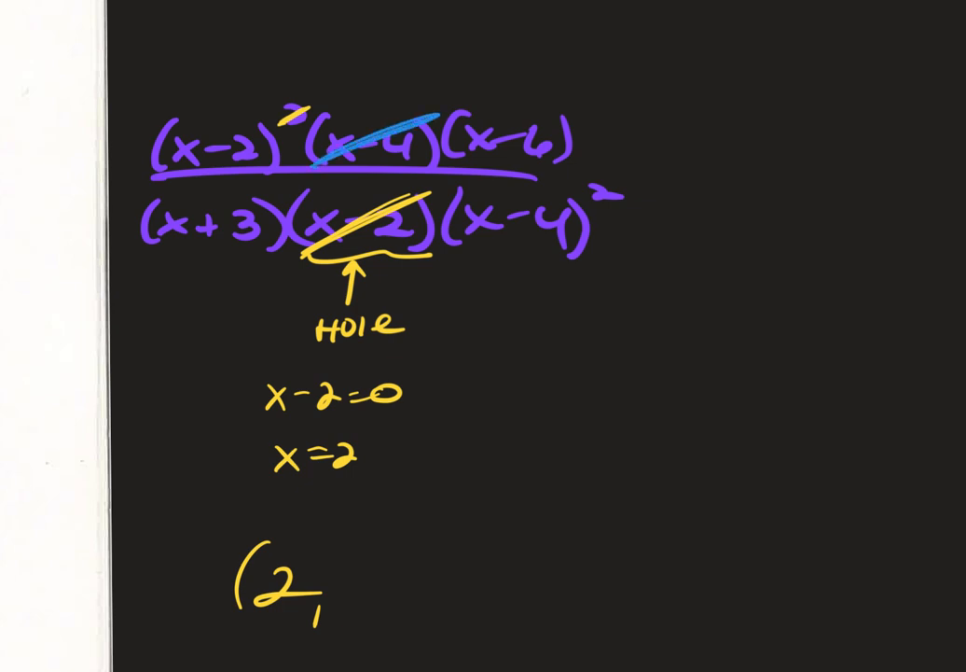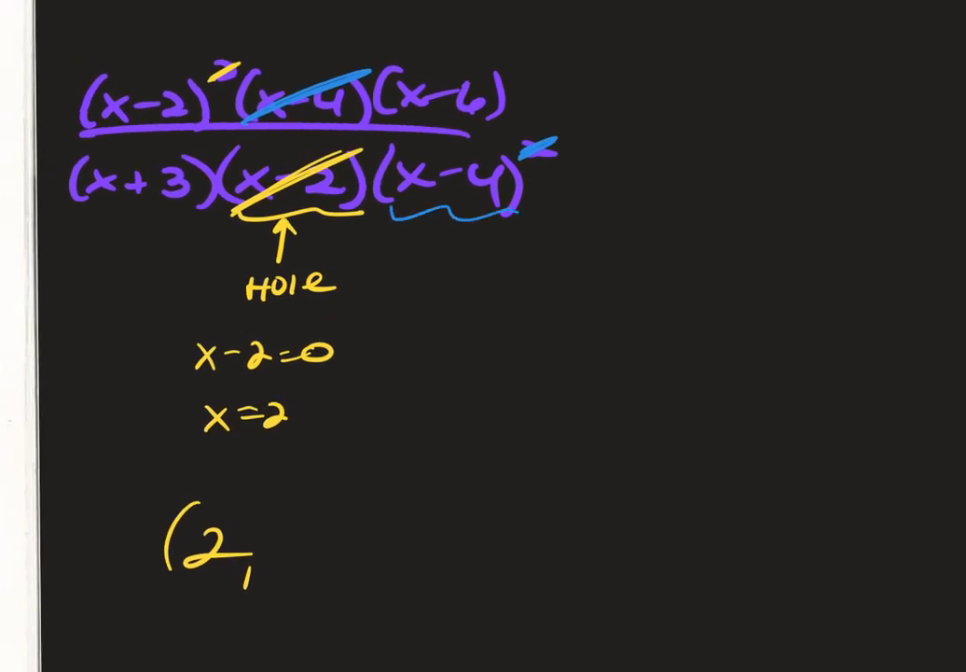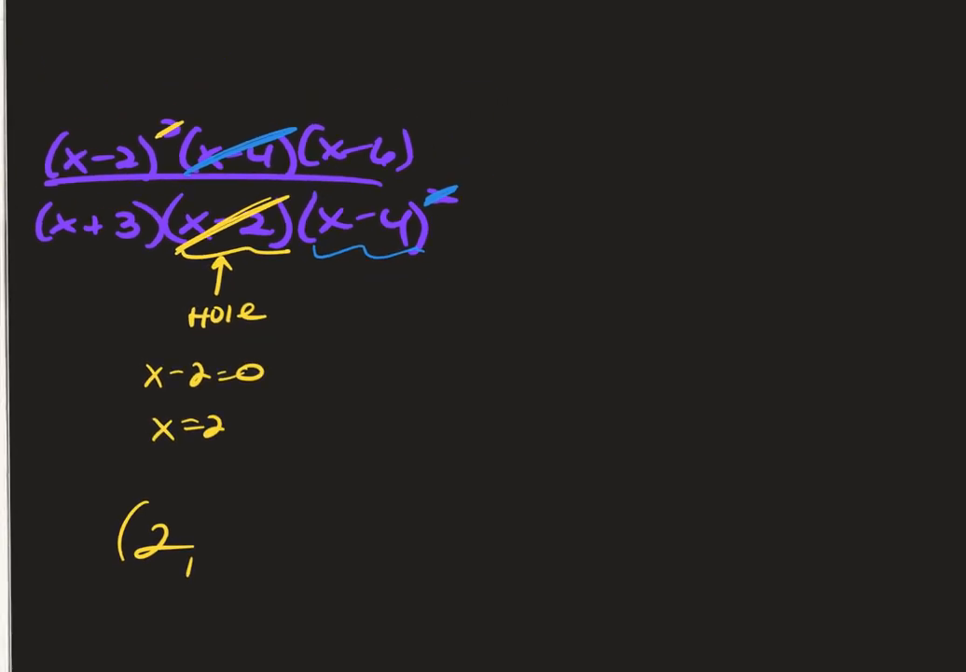Then the x minus 4 cancels, and it would cancel with one of the x minus 4s in the bottom, which means there's still an x minus 4. So the hole is not at 4 because there's still an x minus 4 in the denominator. Does that make sense? Only when we cancel it out completely. So my updated function is x minus 2, x minus 6, over x plus 3 and x minus 4.